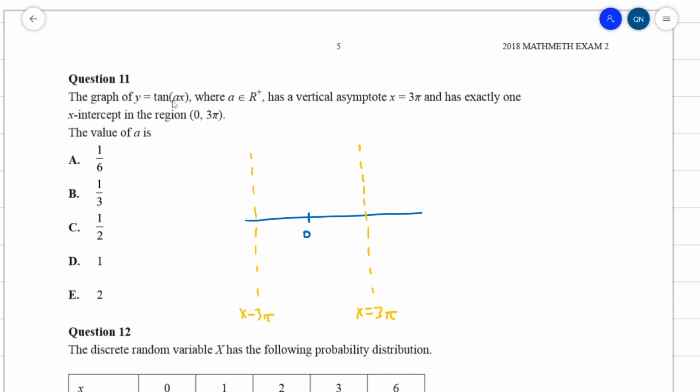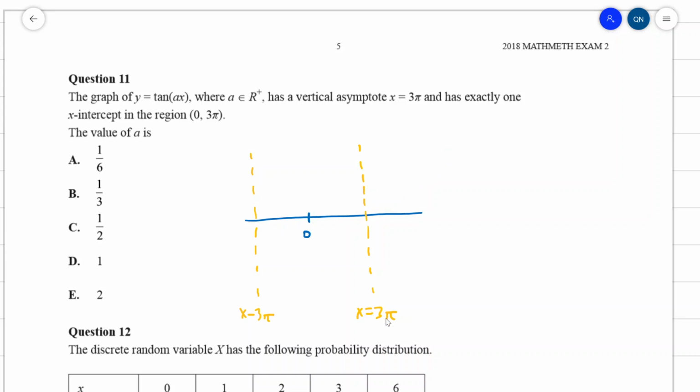And what could our graph look like, first of all? It could look like this over here. But this wouldn't be an option because, as you can see, there's no x-intercept on the interval 0 to 3 pi. There's an x-intercept at 0, but that's not on this interval we're interested in. So we can't really zoom our graph out even further, because it's going to cross these asymptotes anyways, which we don't want.